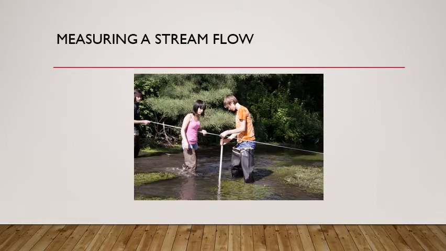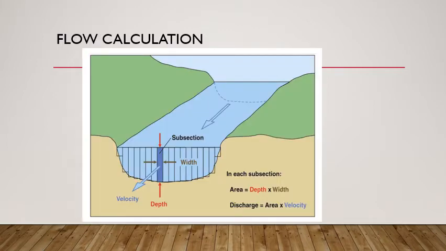Here are some people measuring stream flow, just as we did in the video. The stream flow calculations: the area of the stream is the depth times the width, and then the area times the velocity is the discharge or flow.